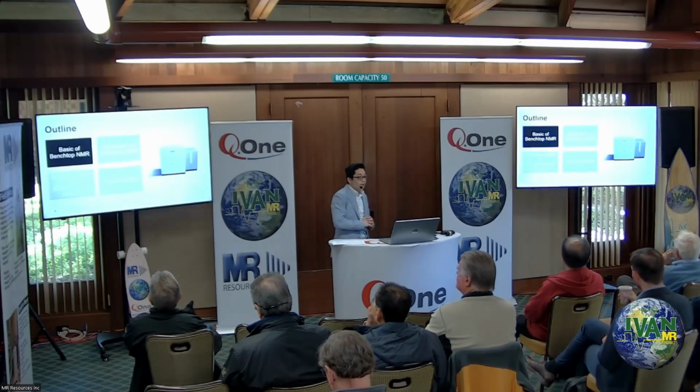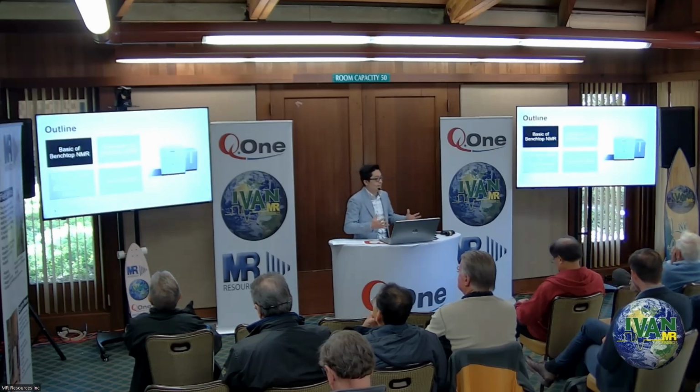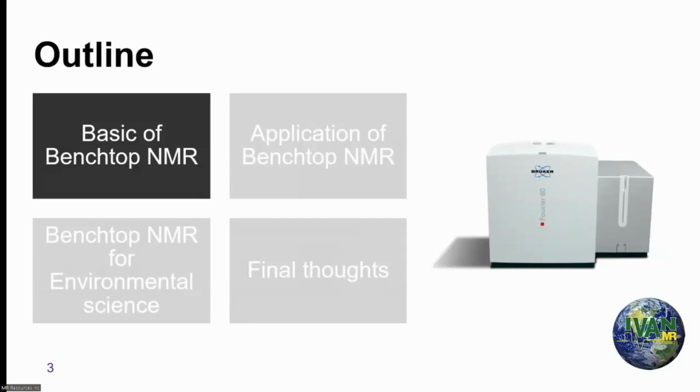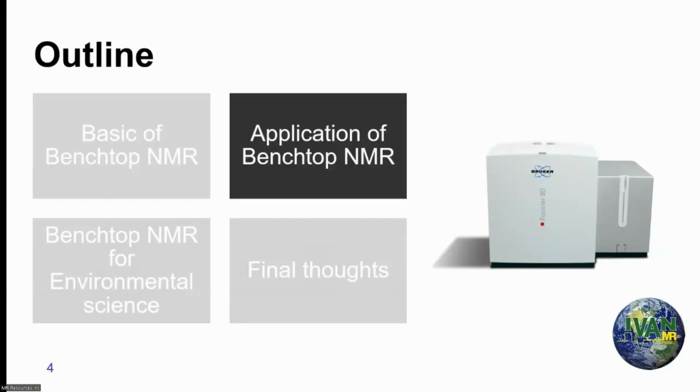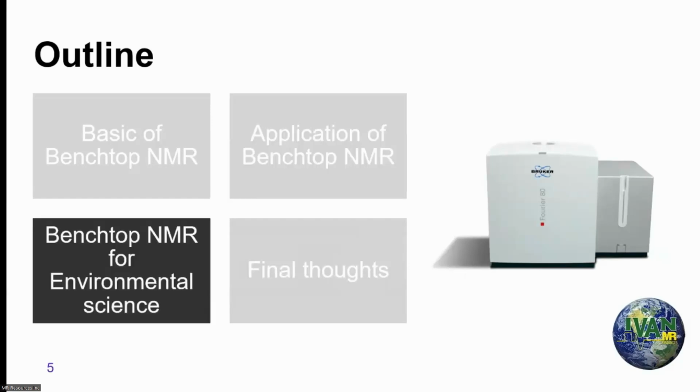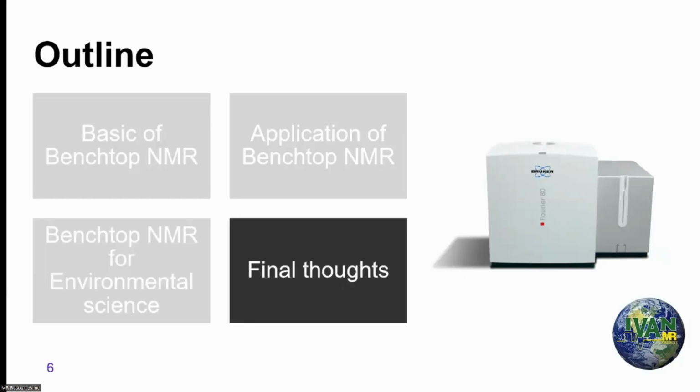Here's an outline of today's talk. First, we want to talk about just the basics of the Benchtop NMR system. And then we're going to talk briefly about the applications of this Benchtop NMR system. And then we're going to really focus on some of the things that we can do using Benchtop NMR for environmental sciences, and then final thoughts.